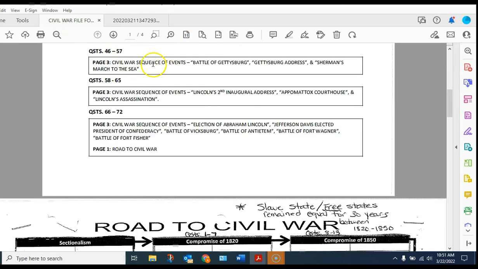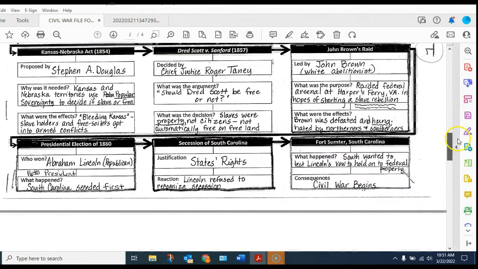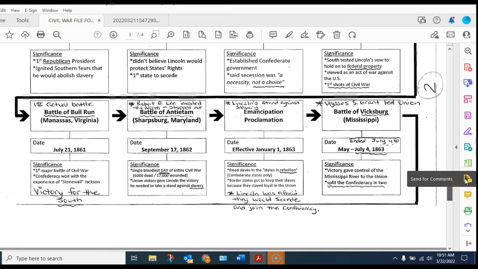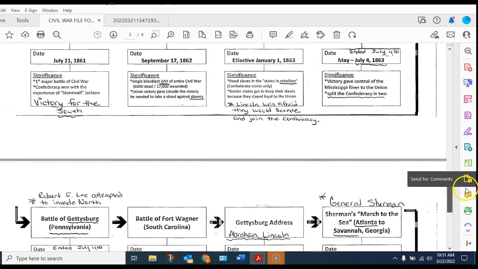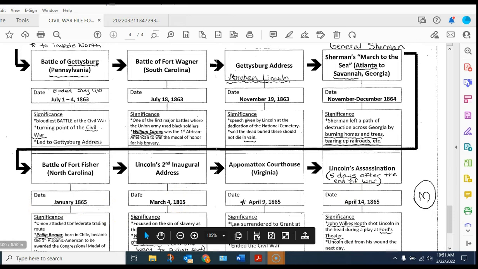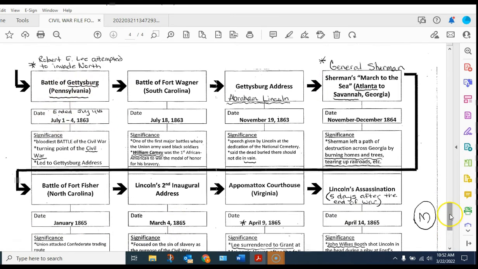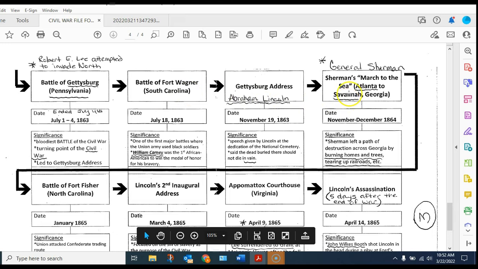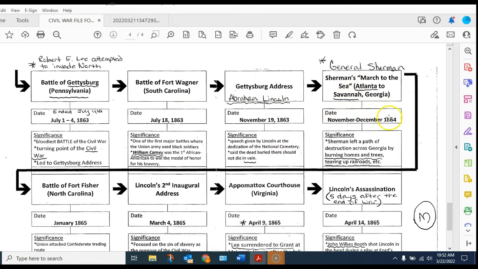Okay, so go back to this document, questions 46 through 57. You're going to go to page 3 of your packet, Battle of Gettysburg, Gettysburg Address, and Sherman's March to the Sea. So scroll down. And we are on a new page. So you're going to use Battle of Gettysburg, and then over here, Gettysburg Address, and Sherman's March to the Sea.